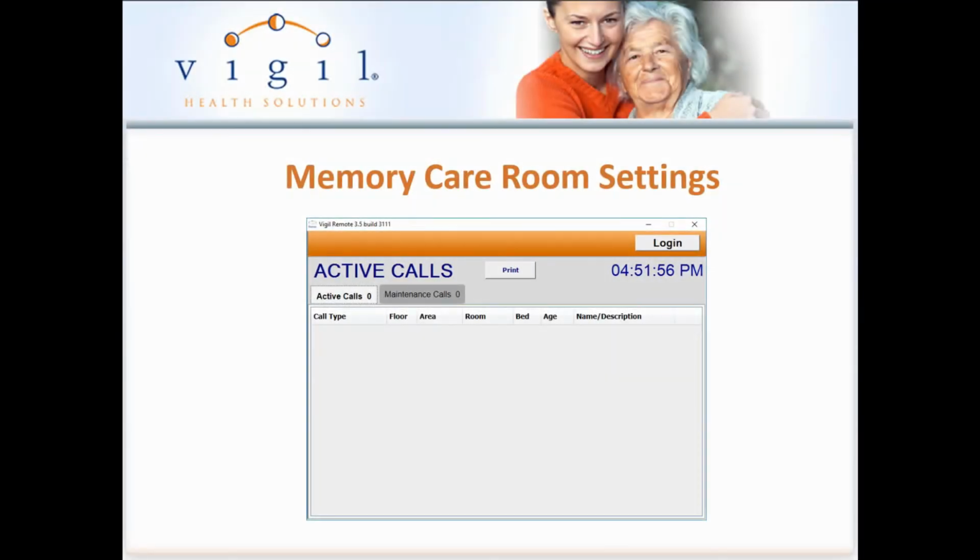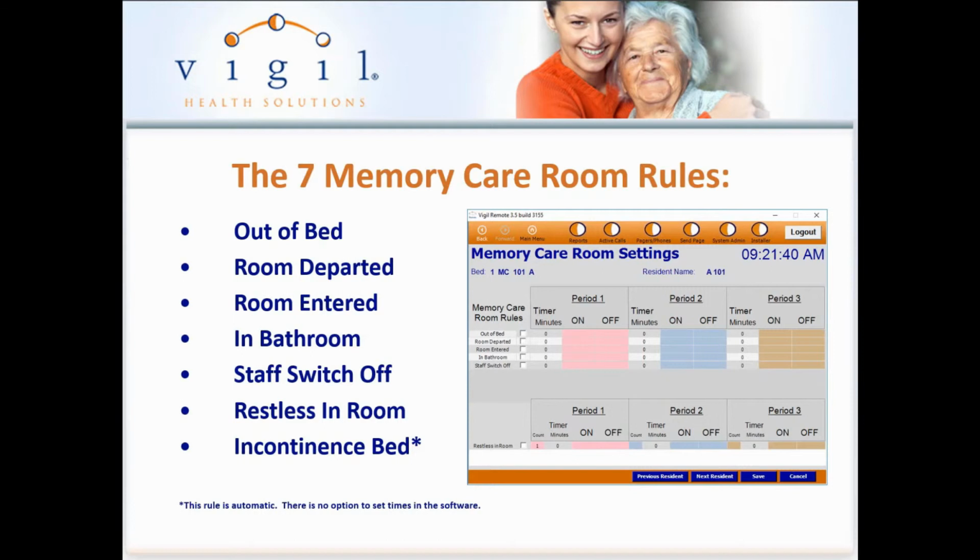This video will guide you through the basics of setting up room rules for your memory care residents. There are 7 types of calls you can receive from a memory care room. These rules can be tailored to your individual resident's needs. We will walk through setting up each call type in the software.